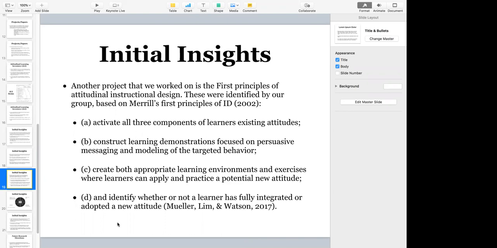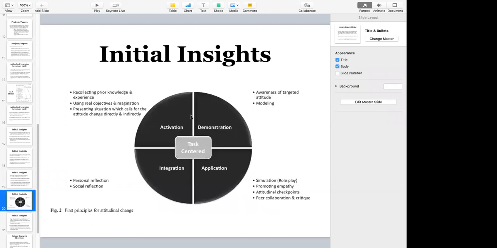Talking about instructional design principles, another topic that we worked on is the first principles of attitudinal learning instructional design. So these were identified by our group, that focus on attitudinal learning. And it was based on Merrill's first principles of instructional design, which is like the Bible of what makes good instruction good, right? So based on that, if I'm going to show you this really quick, these are the five in the diagram. Those are the five principles of instructional design.